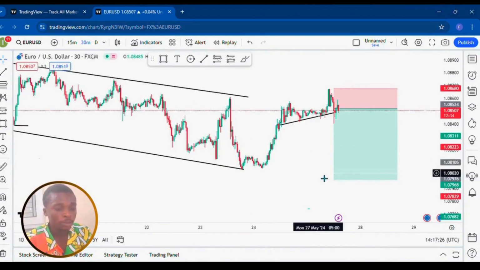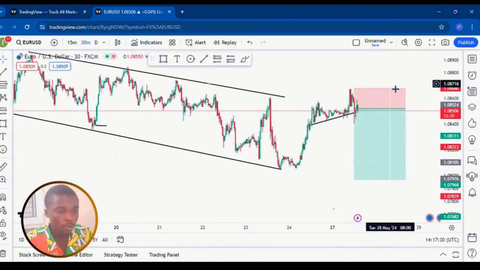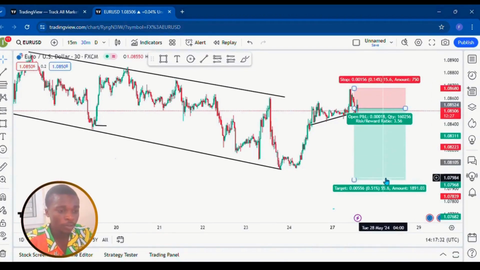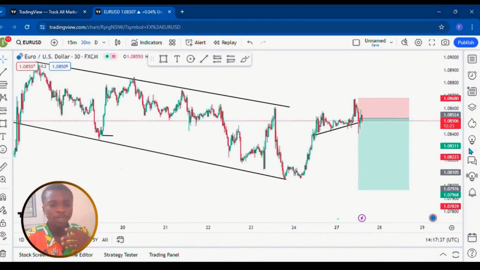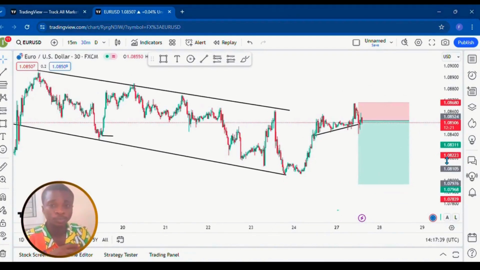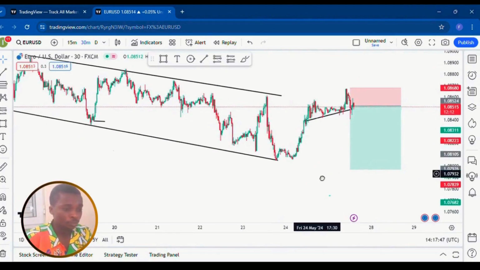You can see you can use it to predict the price movement. You're risking just 16 pips, and you're cashing out almost 60 pips on this trade. See, support and resistance can help you predict the forex market and know when to buy and sell. Identifying simple supply and demand can help you know when to buy and sell.